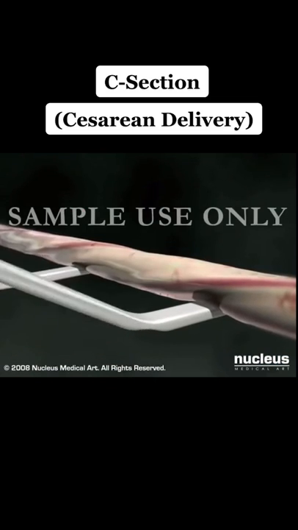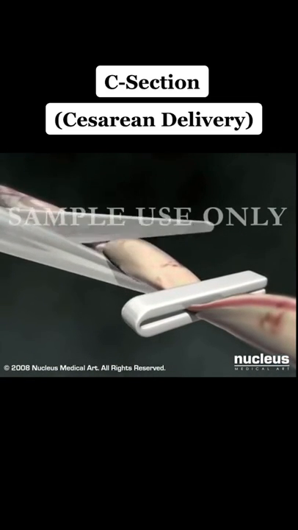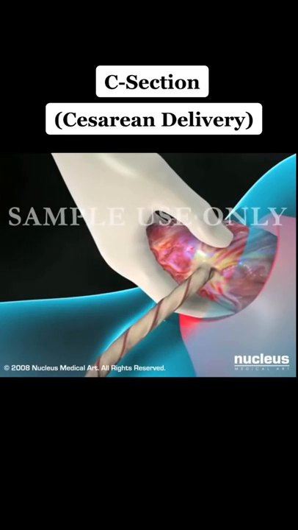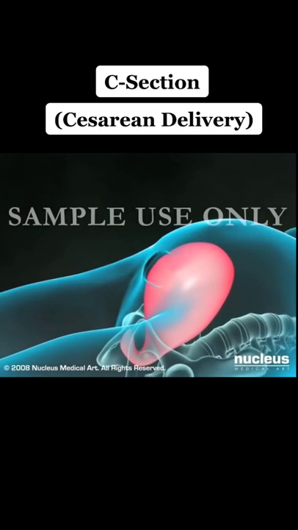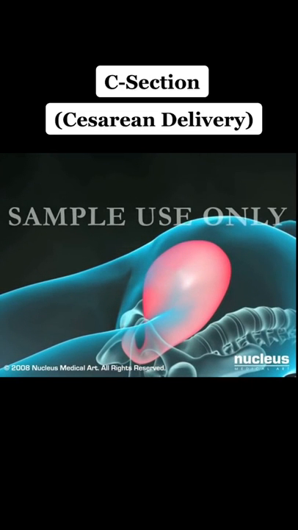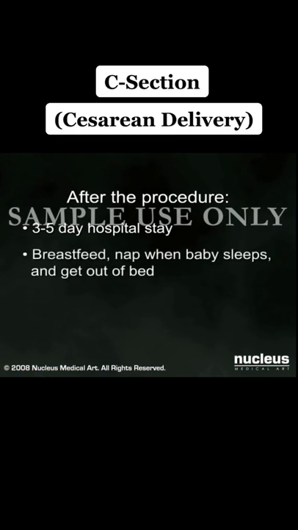Your doctor will then clamp and cut the umbilical cord. Gently remove the placenta and tightly suture your uterus and abdomen. This typically takes about 45 minutes. The hospital stay after a cesarean section is usually 3 to 5 days. During this time, you will be encouraged to breastfeed, nap when the baby sleeps, and get out of bed often.